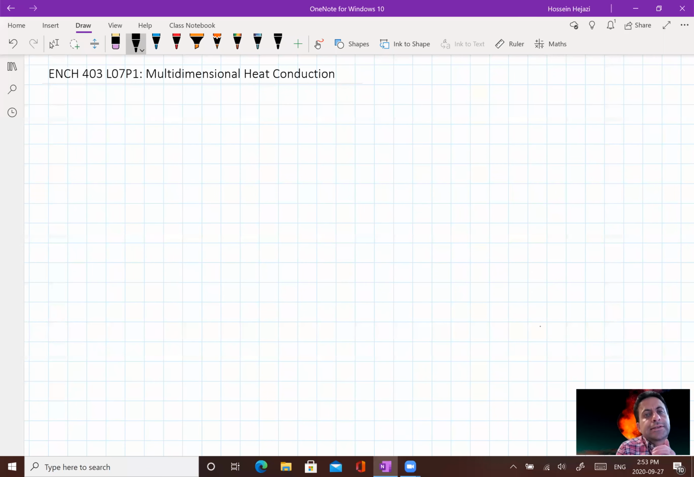We are looking at the steady state flow of heat without heat generation in more than one dimension. Essentially, we will be focusing on the two-dimensional domains. Let's start with the general heat conduction equation in a Cartesian domain.